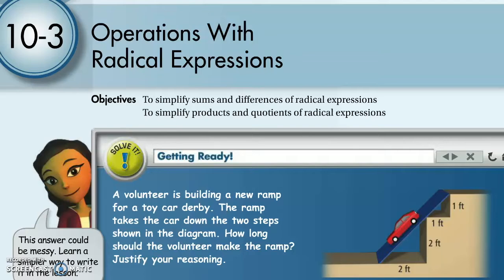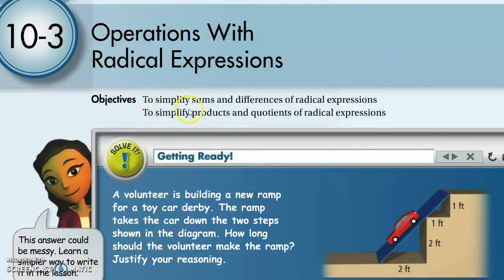Today we're going to talk about operations with radical expressions. Last time in class for 10-2, we talked about just simplifying radical expressions. But today we're going to talk about operations, how to add, subtract, multiply, divide them. I'm sure this is a long-awaited lesson, something you've been looking forward to. Well, guess what? It is here.